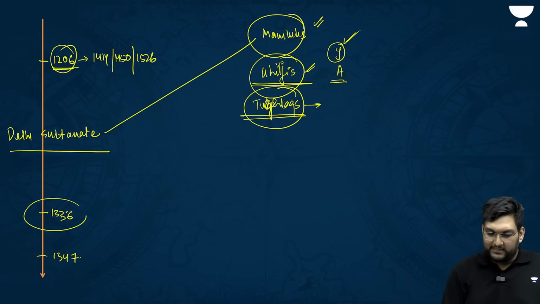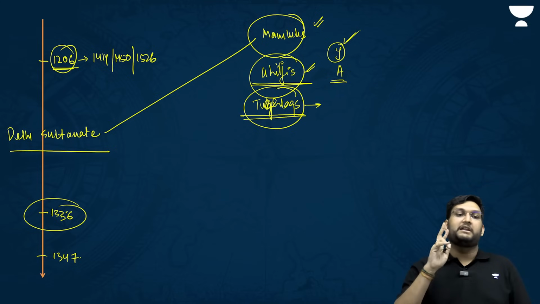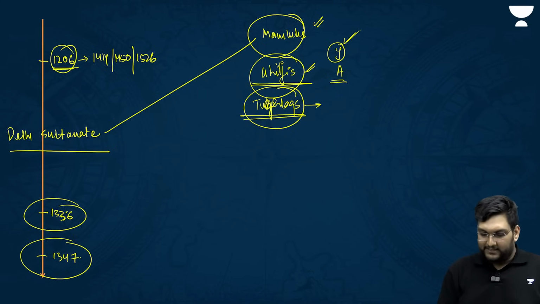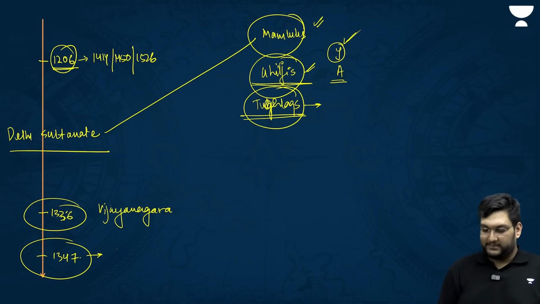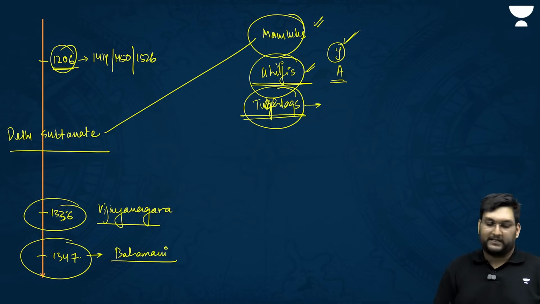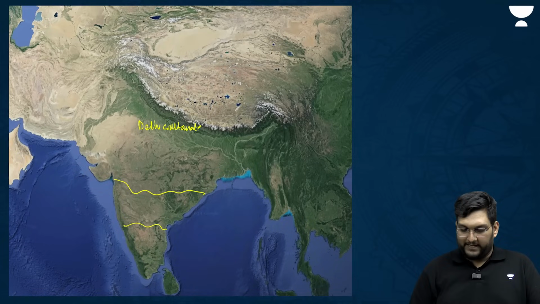Then in between, within the Delhi Sultanate itself, we have 2 very big empires emerging. In 1336 we have the Vijayanagara Empire. And in 1347 we have nothing else but the Bahmanis. The Bahmani rulers and the Vijayanagara rulers will have a very interesting configuration. You will have the Delhi Sultanate here, and till this point you will then have the Bahmanis, and here you will have the Vijayanagara Empire.